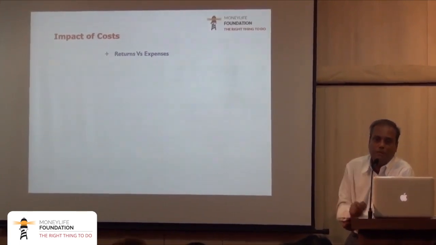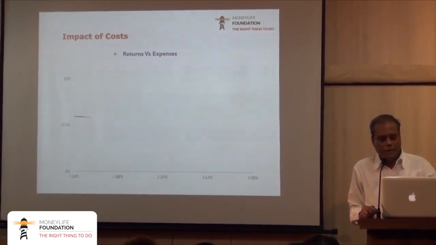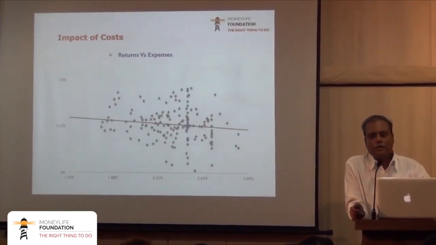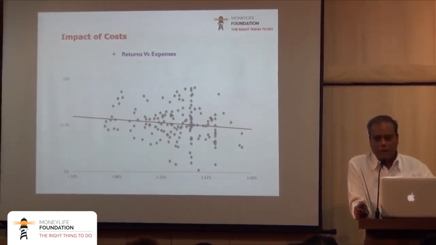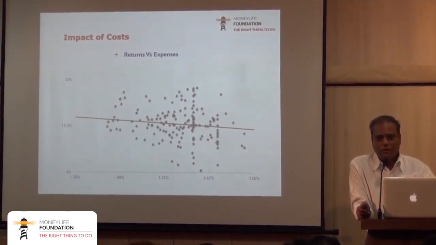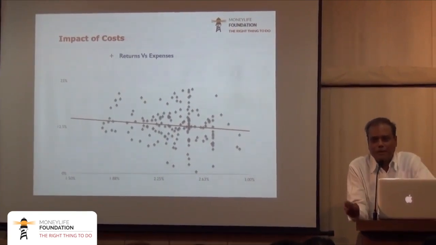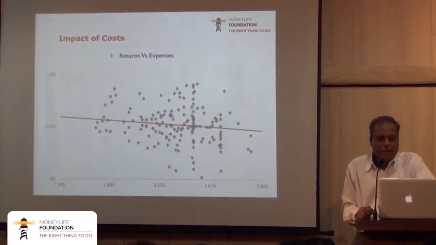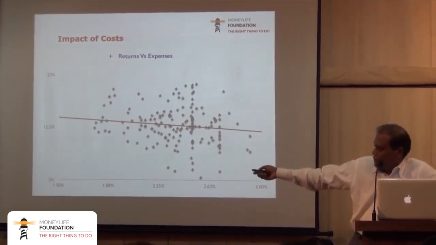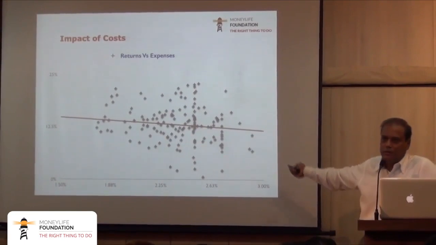If you put these costs in the fund, what happens? We try to correlate returns and costs. Do funds which charge you higher costs, do the returns go down or not? That would be a very nice way of correlating. And this is exactly what has happened. If you see how the costs go up, you see how the returns go down.